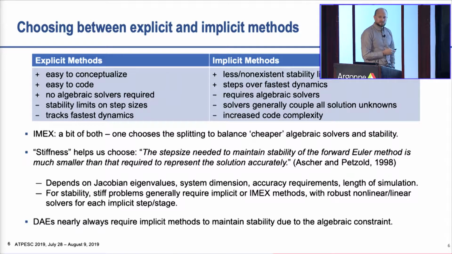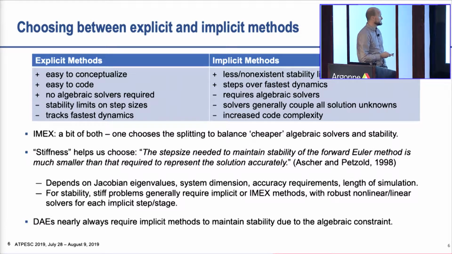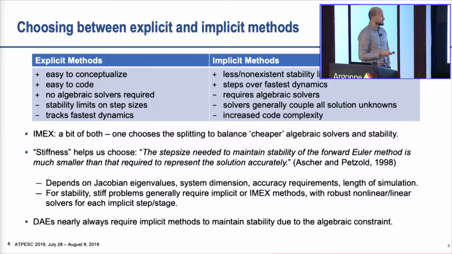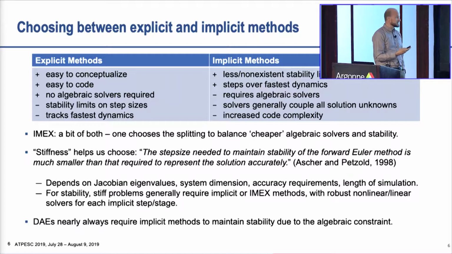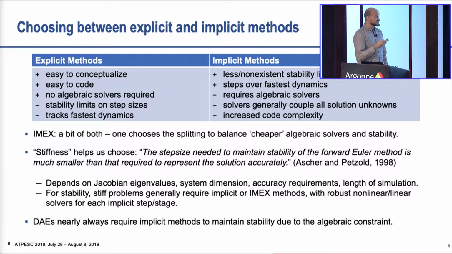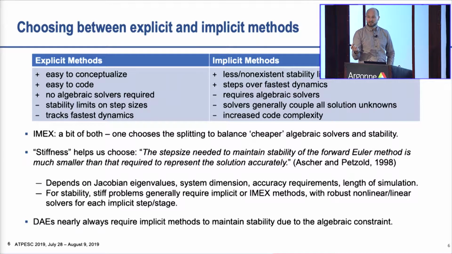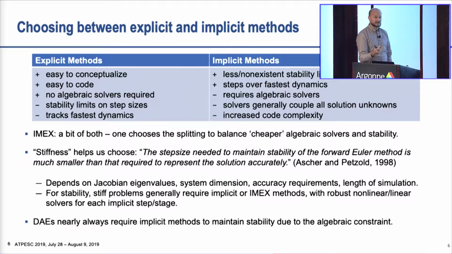So stiffness is typically this thing that helps us make our decision. And so two of the giants in the field a long time ago defined stiffness in, I think, a really excellent way. And that is that if the time step size you need to make forward Euler be stable is much, much smaller than the time step size you would need for forward Euler to be accurate. So let's say for accuracy, a time step size of 10 to the minus 1 would be fine. But for stability, you need a time step size of 10 to the minus 7. You're going to waste a lot of effort just maintaining stability as opposed to getting an accurate answer.